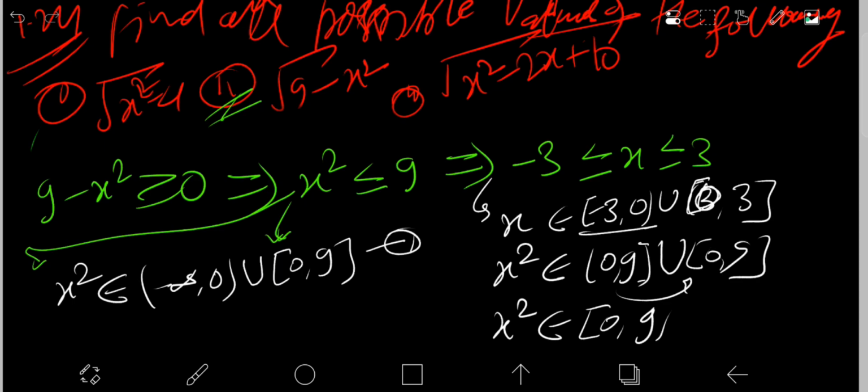So from here we get only 0 to 3 solution, because when we take a negative number, just think about this one.